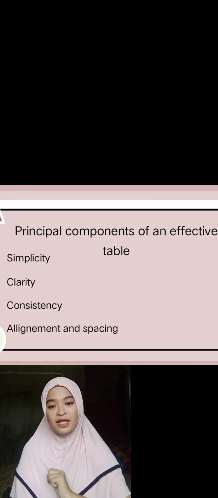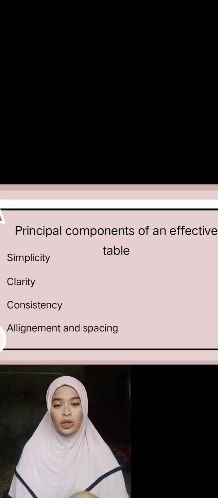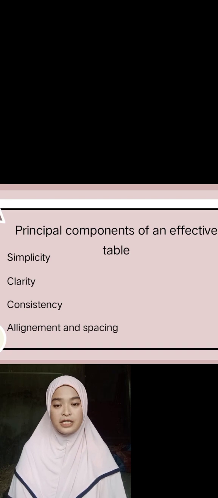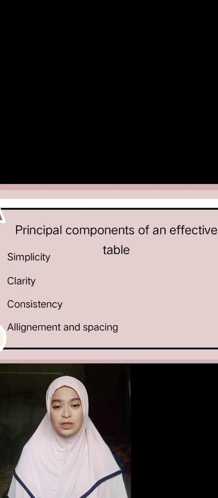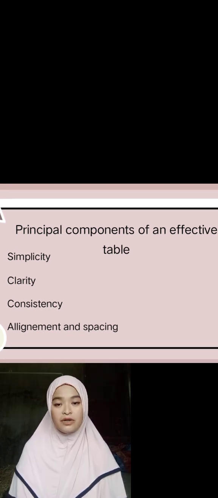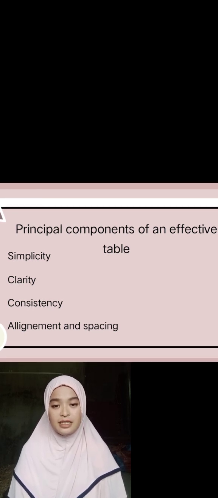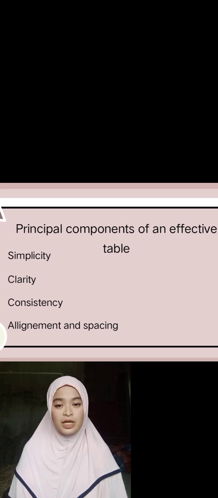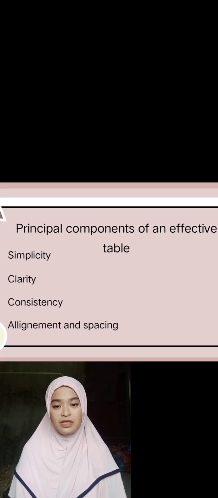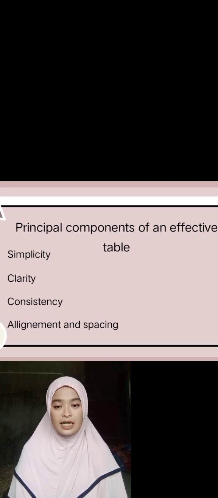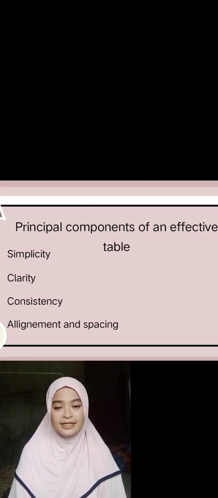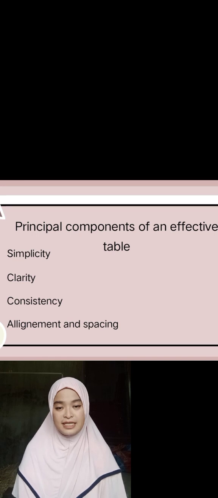The second one is clarity. Tables should be easy to interpret. Clear and concise labels, headers, and legends contribute to the overall clarity of the tables, ensuring that users can quickly understand the information presented.